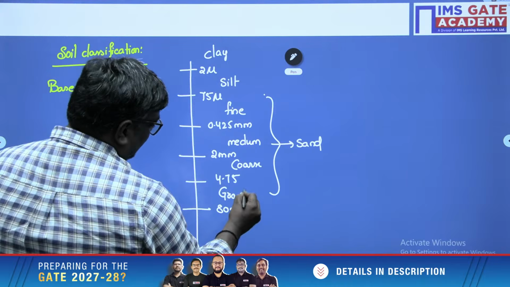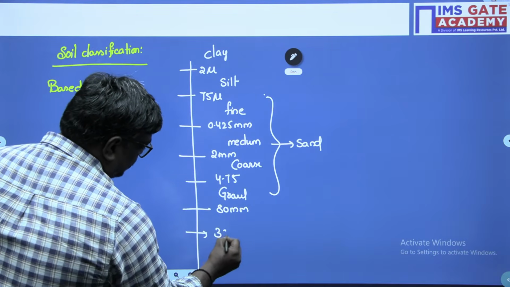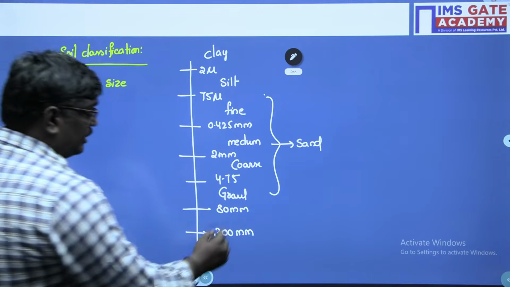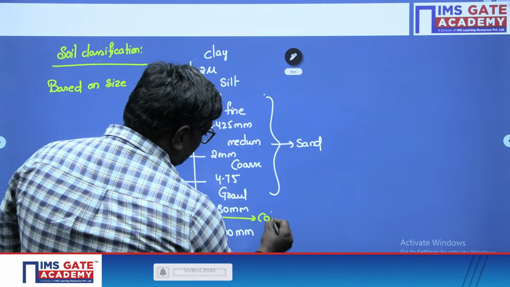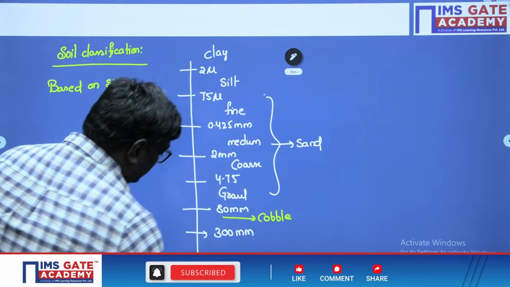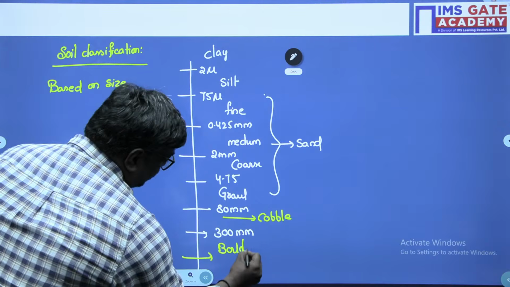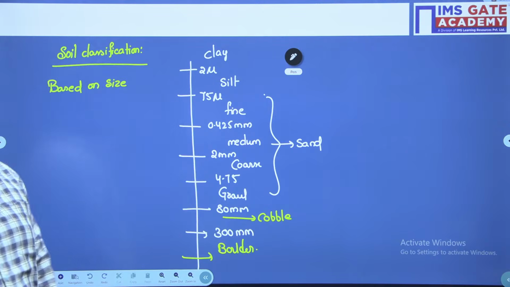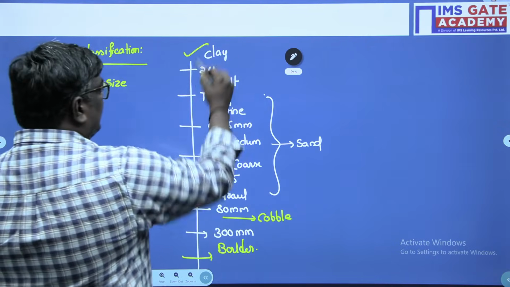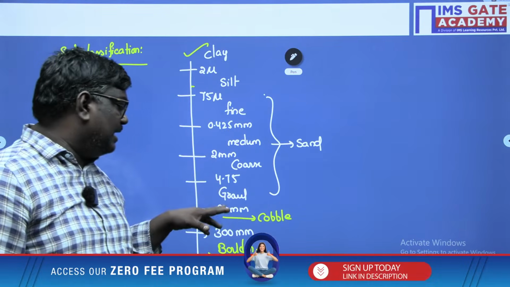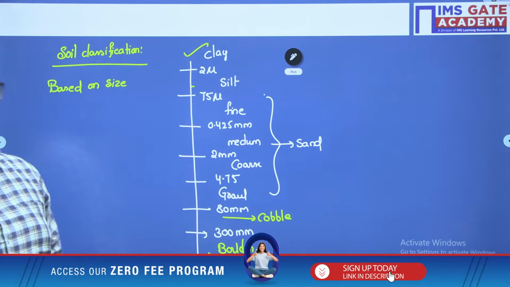80 mm to 300 mm, what do we call it, sir? Are you following, students? And more than 300 mm, we call it boulder. So based on the size of the particle, we have clay, silt, sand, fine sand, coarse sand, medium sand, gravel, cobble and boulder. These are the things.